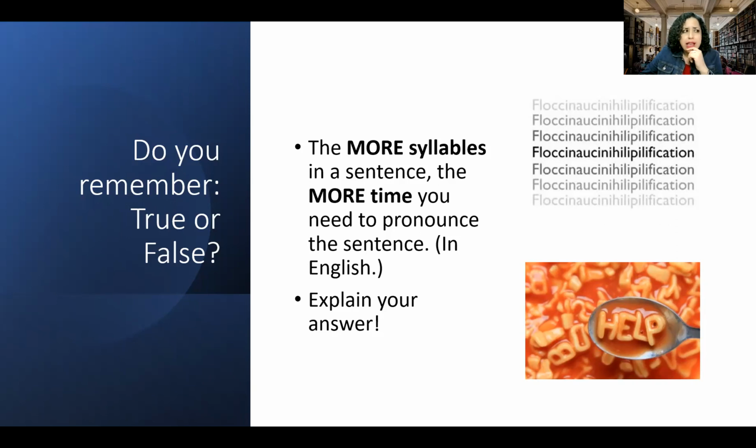But also, we need to remember something else. In terms of syllables, since we are Spanish speakers, or our native language is Spanish, we have this tendency: if you have more syllables in a word or in a sentence, then it will take us more time to pronounce. And that's also the thought that we have.